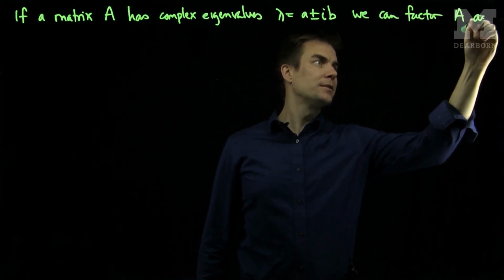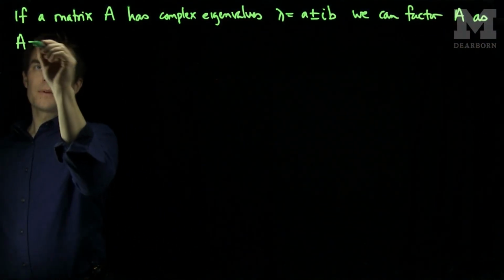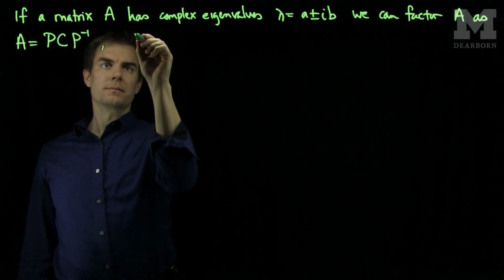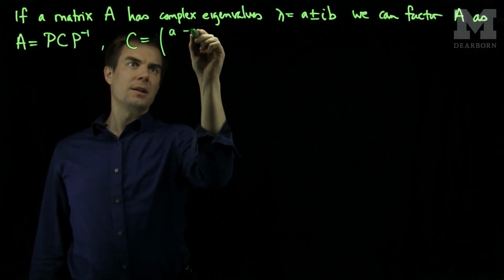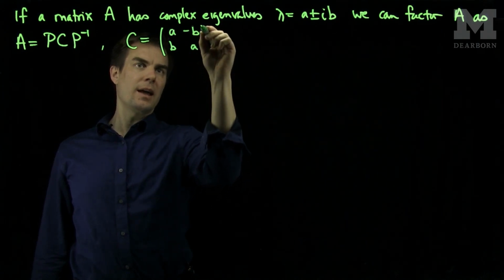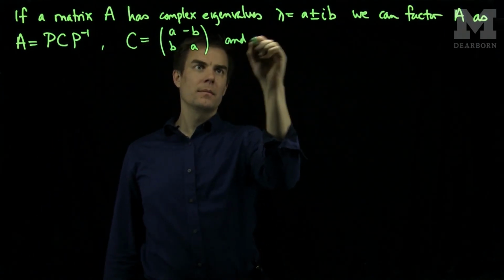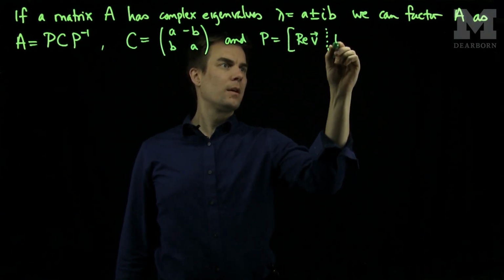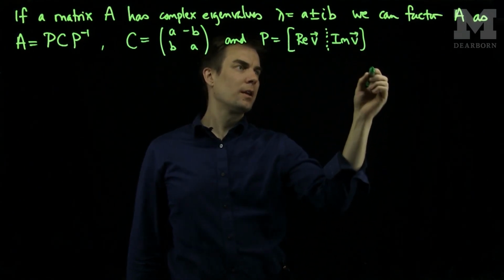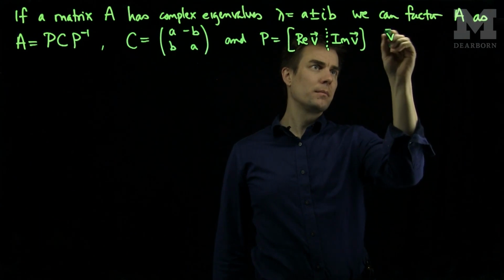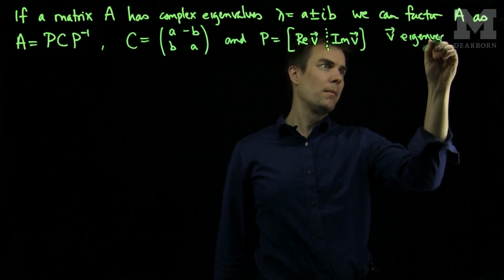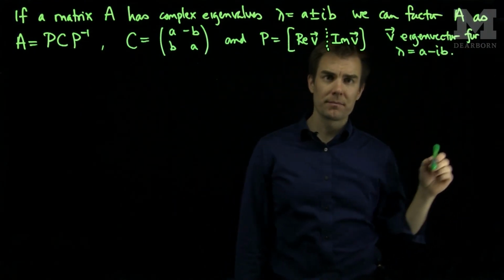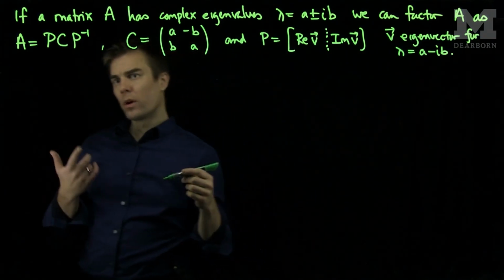We can factor A as A equals P C P inverse, where C is the matrix a, negative b, b, a, and P is the matrix real part of v, imaginary part of v, where v is the eigenvector for lambda equals a minus ib. So let's see how this works in practice with one final catch.